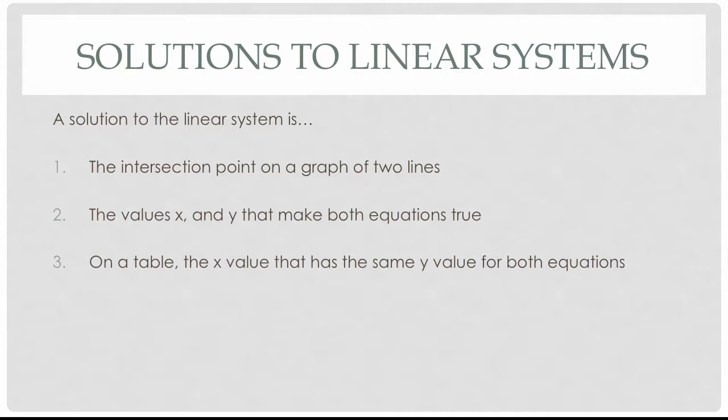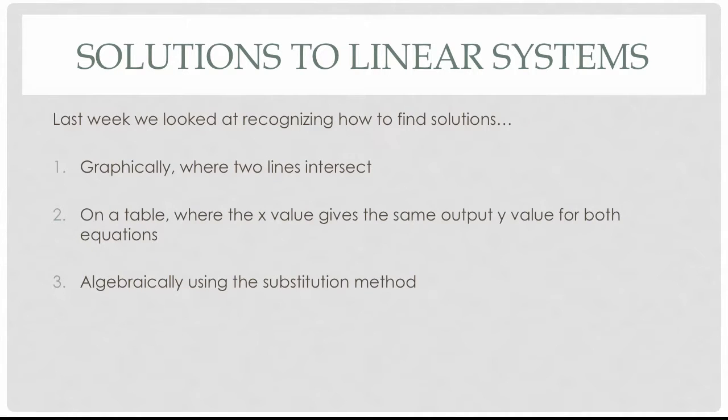If you remember, when we talk about a solution to the linear system, a solution is the intersection point, if I'm graphing the two lines. It is the x and y values that make both equations true. And on a table of values, it's the x value that has the same y value for both equations. And so we talked about graphically, on a table, and algebraically, we have lots of ways where we can find and recognize the solutions.